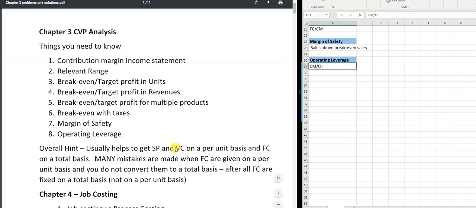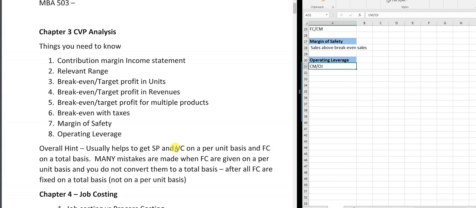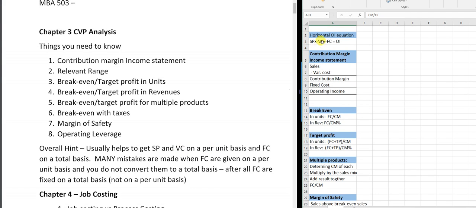Okay, when you solve problems for this chapter, I would suggest that you always, and you don't always need it, but it doesn't take too long, get your selling price and variable costs on a per unit basis, because that's how you solve it, and your fixed costs on a total basis. I've had many people make mistakes when fixed costs are given on a per unit basis, and then they plug it in there. So fixed costs are given for 10,000 units. Let's say fixed costs are $10 for 10,000 units.